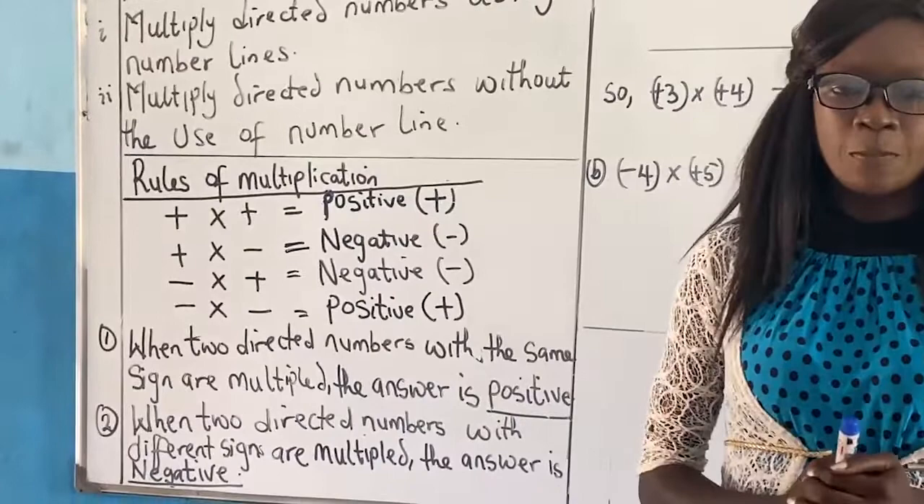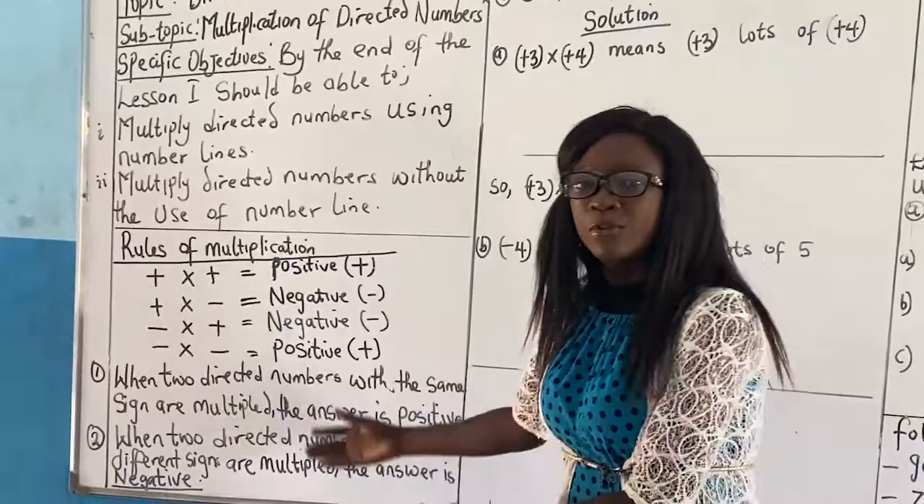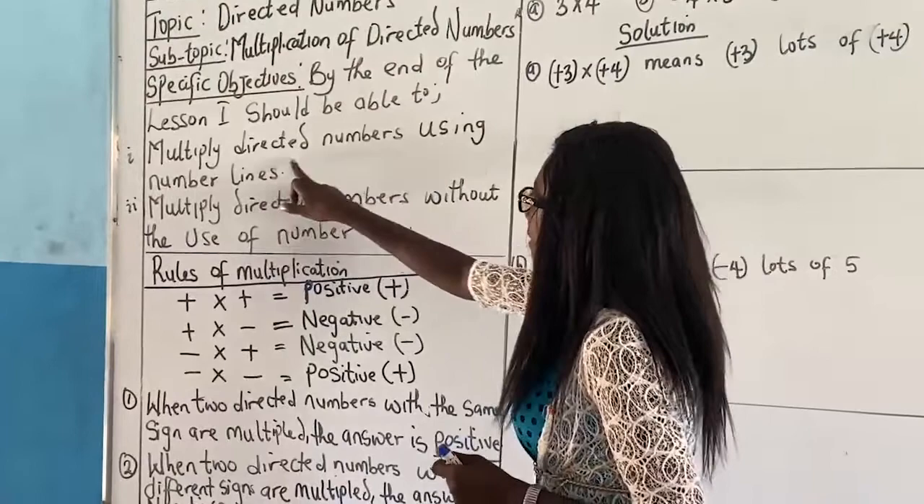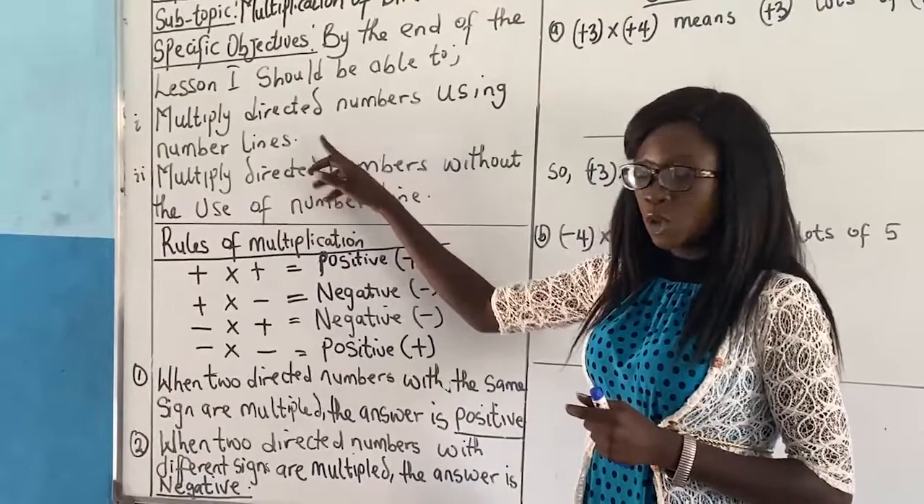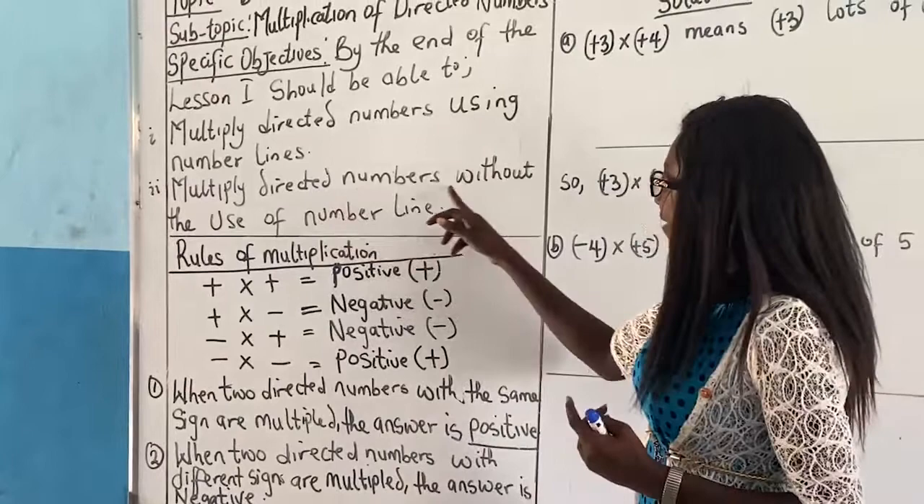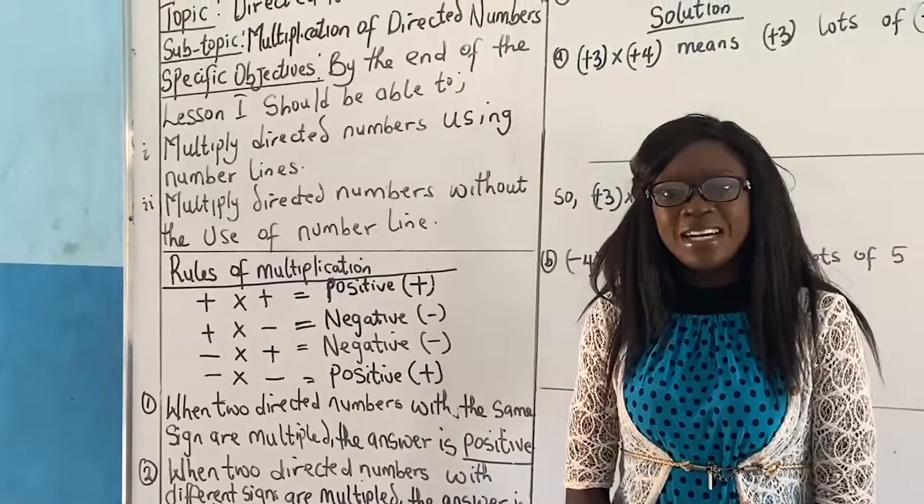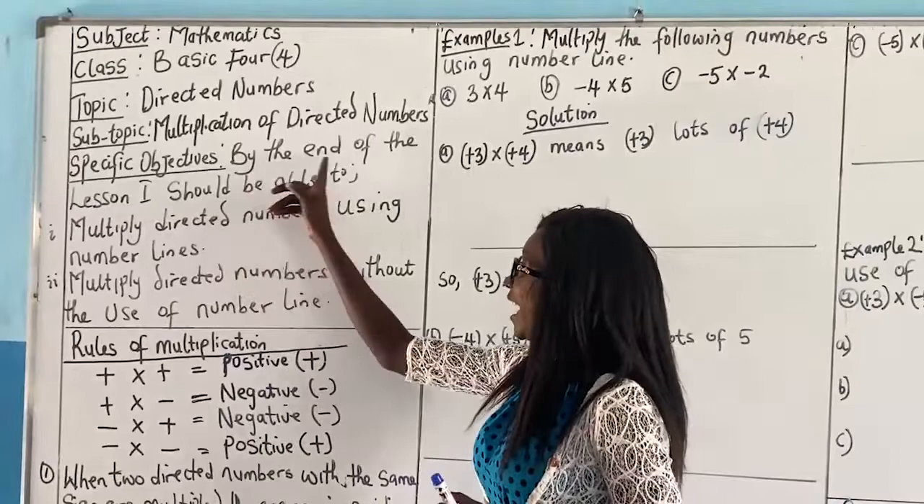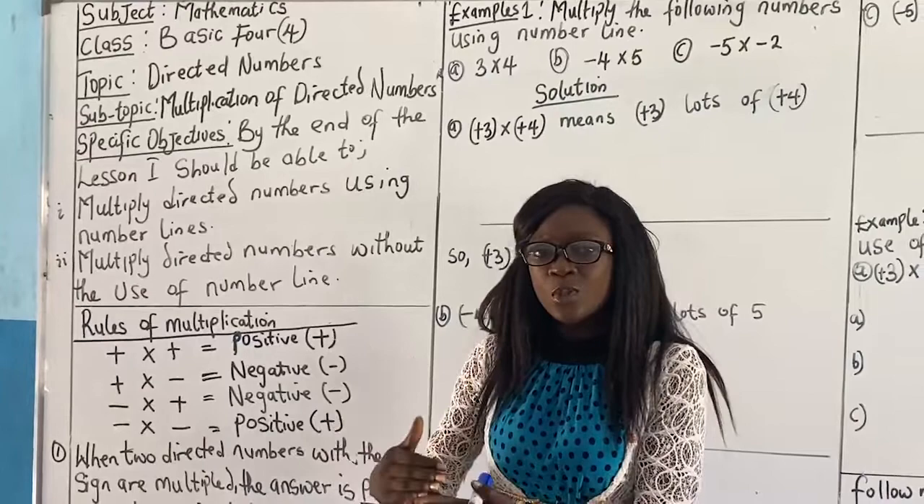So these are the rules that will guide us throughout this class when we want to multiply directed numbers. Okay? Alright, so let's see some examples and how we can apply our rules to our example. So our objective is to multiply directed numbers using number line. And our second objective, by the end of this class, is to multiply directed numbers without the use of number line. So now we've introduced our class, so let's start to achieve our first objective. And remember, we said by the end of the lesson. So before the end of maybe solving problem one, you should be able to attempt problem two.